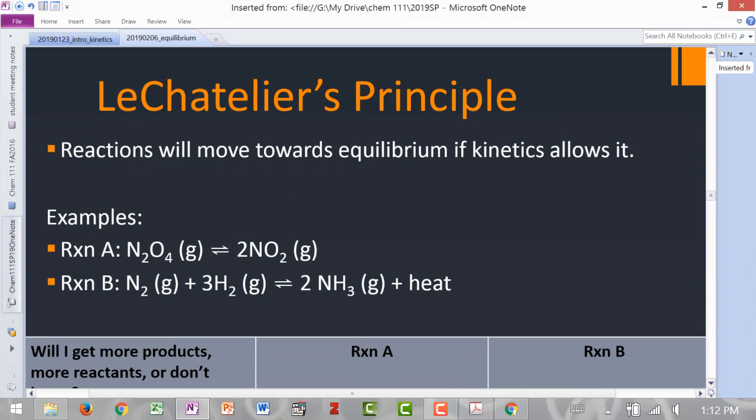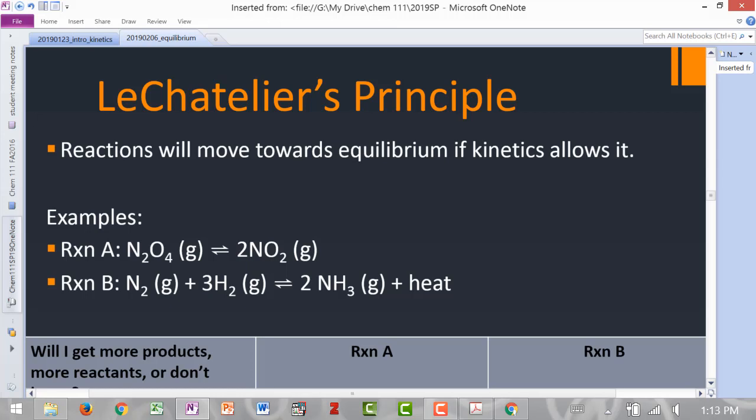Let's talk about my favorite principle in chemistry. I don't know a thing about Le Chatelier. I don't know if it was a man or a woman or French or Belgian or what. I don't know, but it has a great principle. I like it because it's very intuitive. It has nothing to do with chemistry. I mean, it does. It's applied to chemistry. But for me, this works in all of life.